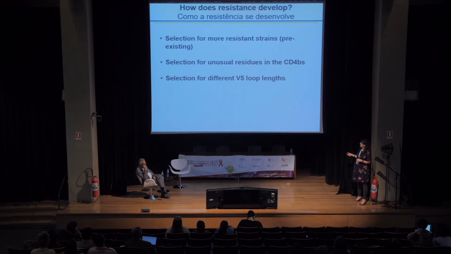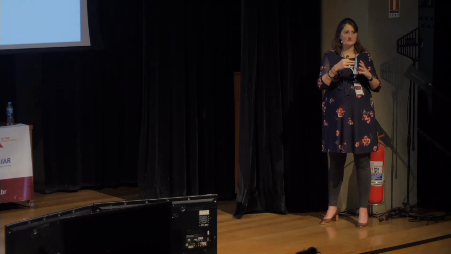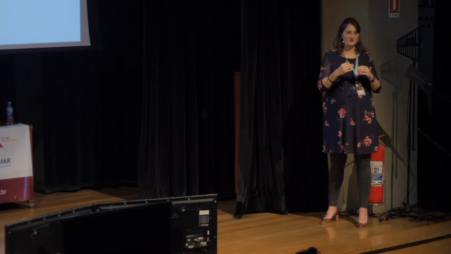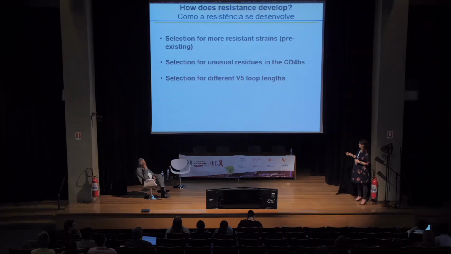And a lot of people actually, what they did is that the V5 loop is part of this complex epitope of the CD4 binding site, and they could just change the loop either by making it shorter or longer. They could become slightly more resistant to this antibody.